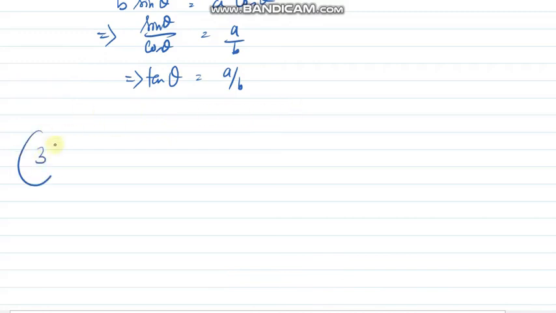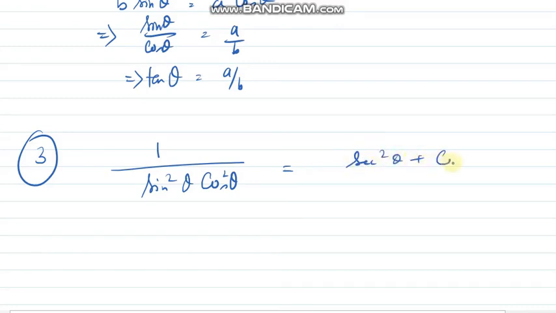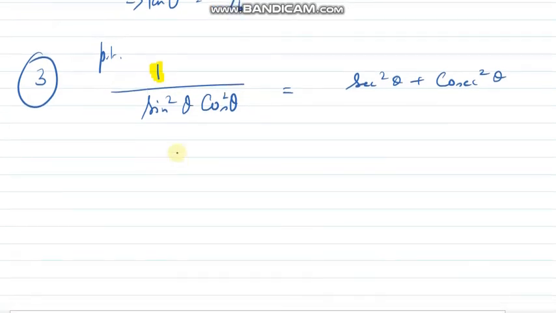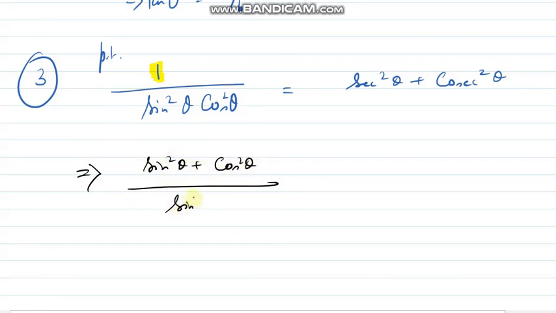Next sum: if I say this, 1 divided by sin square theta cos square theta, and I have to prove this as sec square theta plus cosec square theta, what am I going to do? Clearly you can guess that I am going to replace this one by the required identity of sin square theta and cos square theta. And what is the identity? That is sin square theta plus cos square theta divided by sin square theta cos square theta.